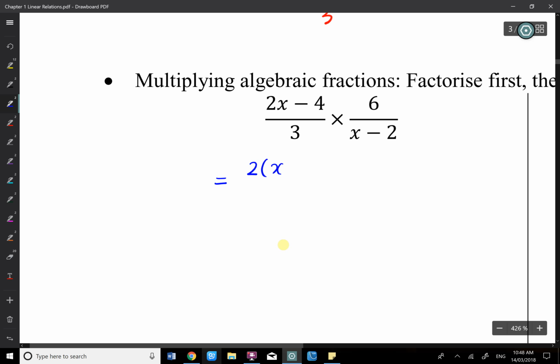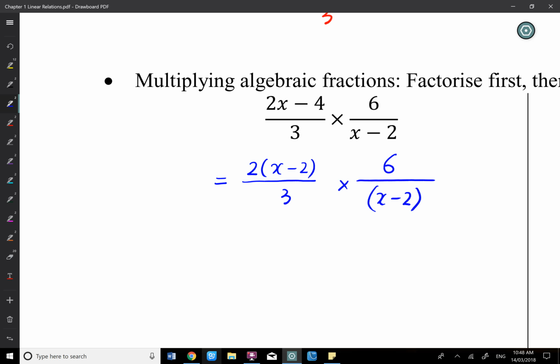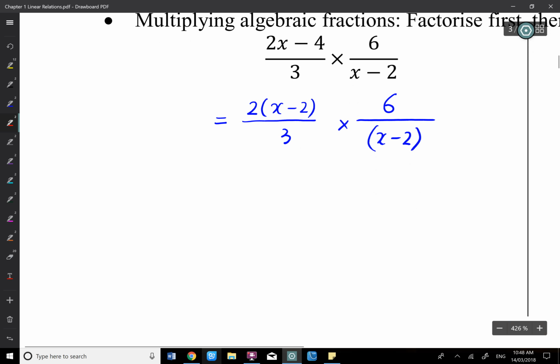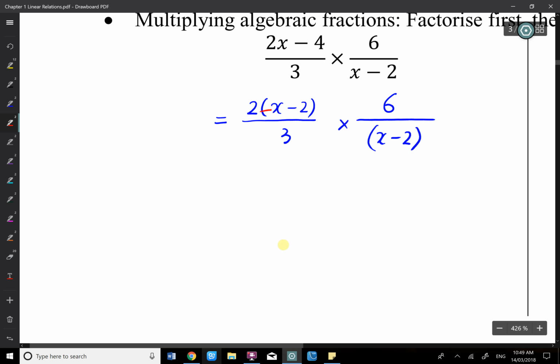So we have x minus 2 over 3 times 6 over x minus 2. You can put a bracket around those terms because we can treat them together as a single term. So x minus 2. Anything on the numerator that is the same as anything on the denominator, we can cancel. So those two disappear and become 1 and 1.